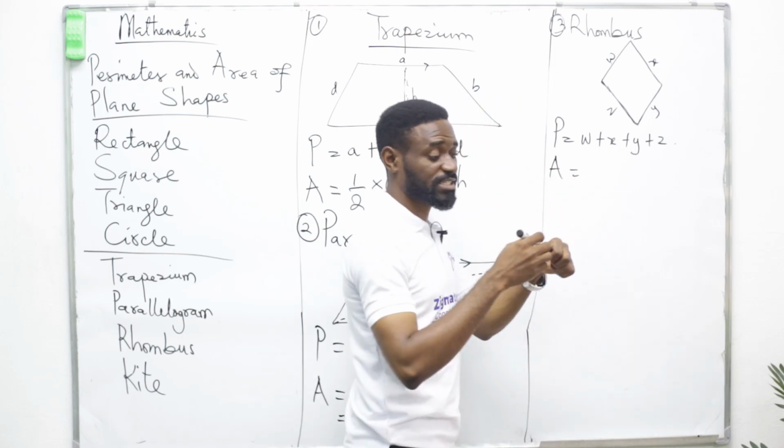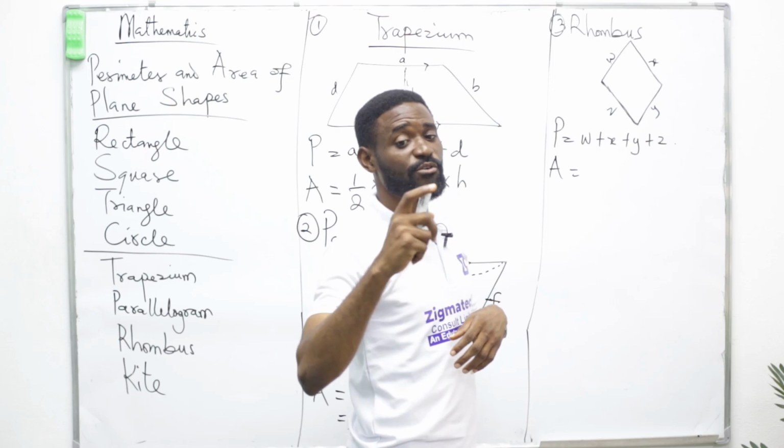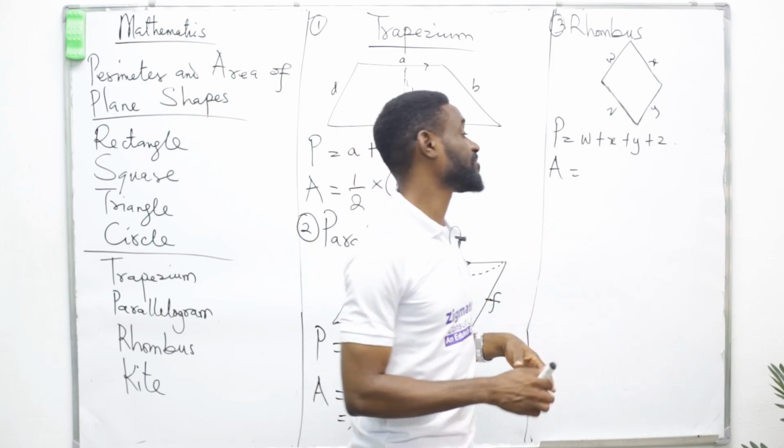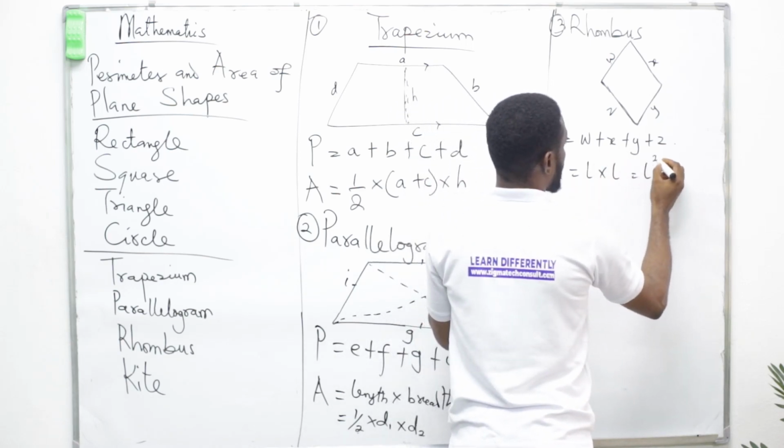Okay? Just this has 2 lengths. This length and this length is almost just the same way we have for the area of a square. It's almost the same way we have it here. So it's length times length, which is like length square.